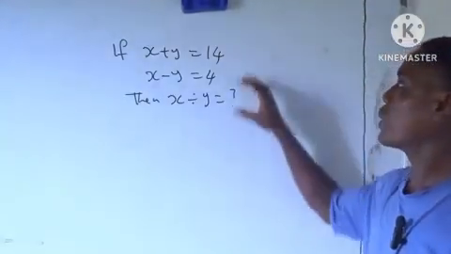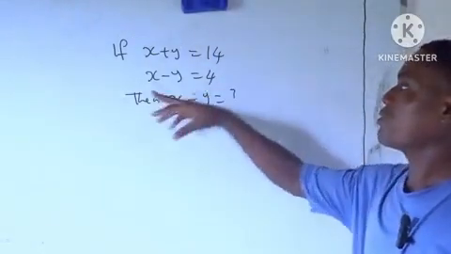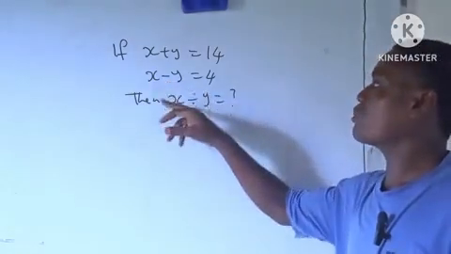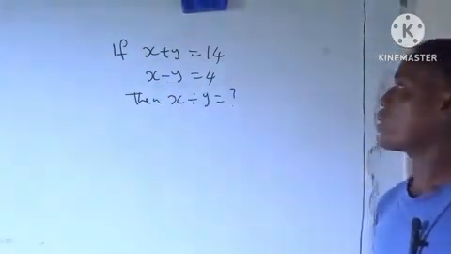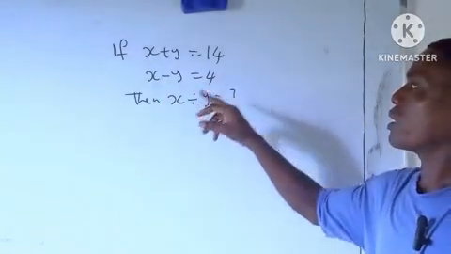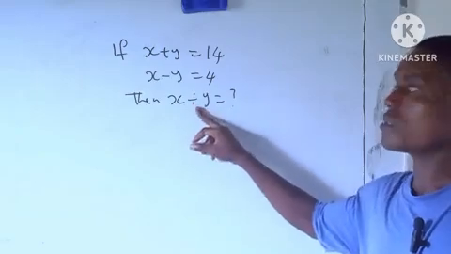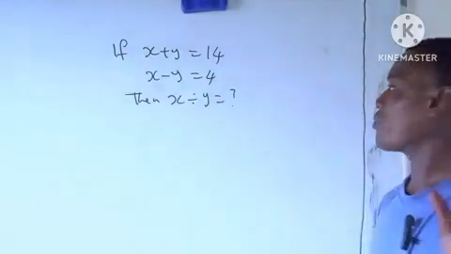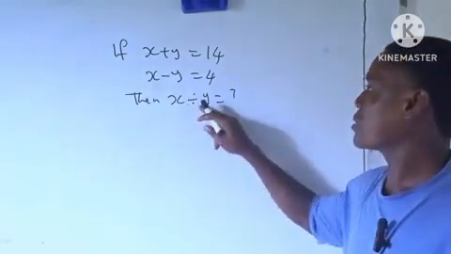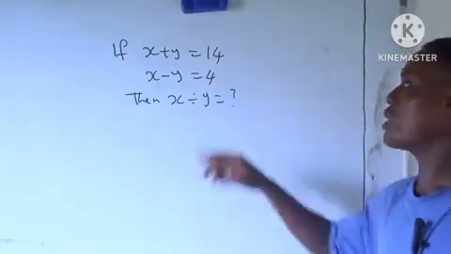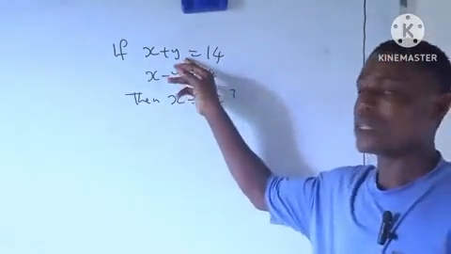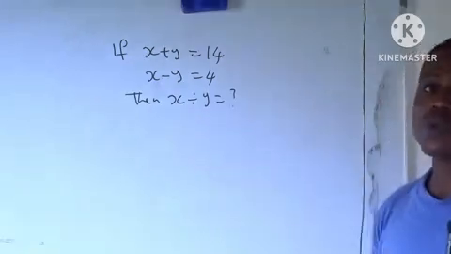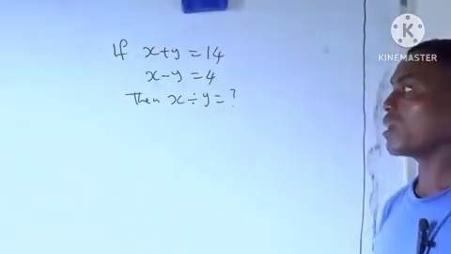Now we are given two equations here. The first one says if x plus y equals 14, and the second one says if x minus y equals 4, then x divided by y equals what? So we are asked to find the value of x divided by y. We first find the value of x, then the value of y, then we divide the two answers to get the final value.